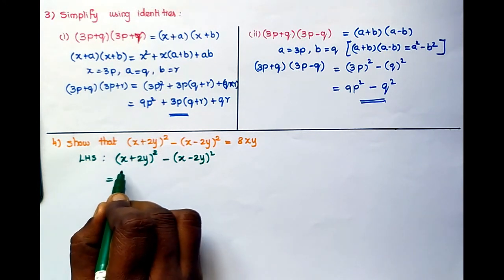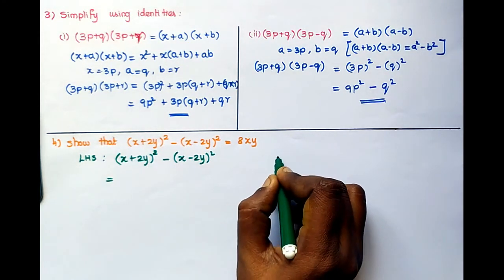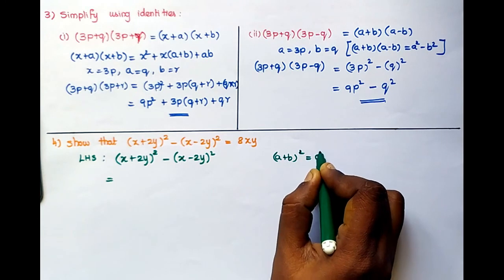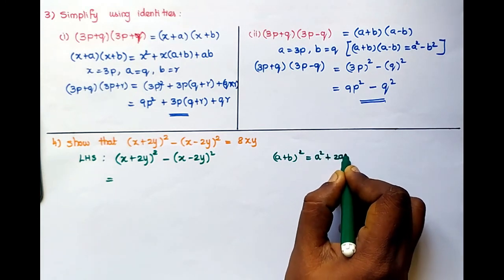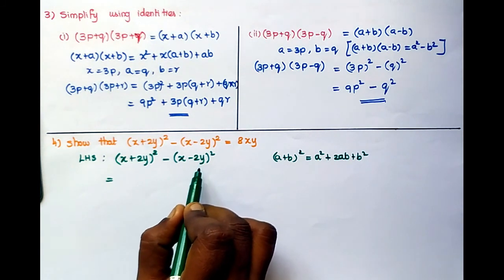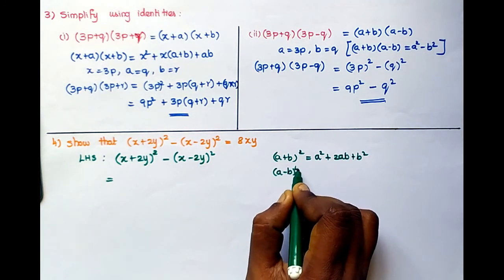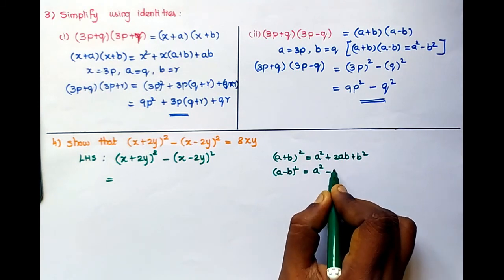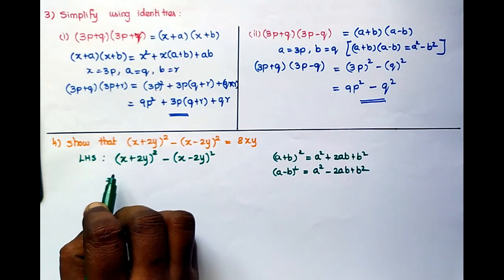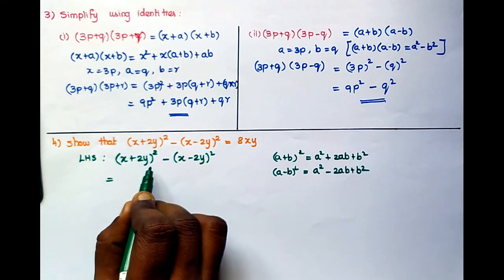What is (x + 2y) whole square? It is in the format (a + b) whole square. (a + b)² is a² + 2ab + b², and it is in the form of (a − b)². So (a − b)² equals a² − 2ab + b². So write down a² + b².